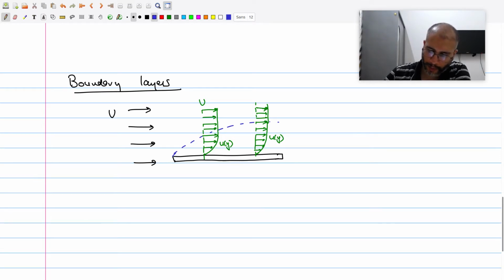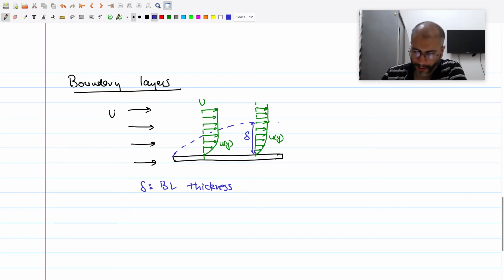And this blue boundary layer, the size of the boundary layer at any distance, is denoted by delta. So delta is the boundary layer thickness. And this delta, as we can see, is increasing as we go from left to right. So delta is a function of x. So x is this coordinate and y is the normal coordinate.